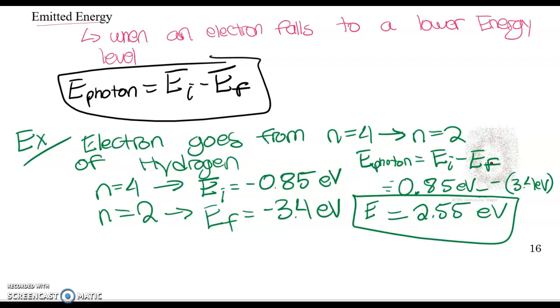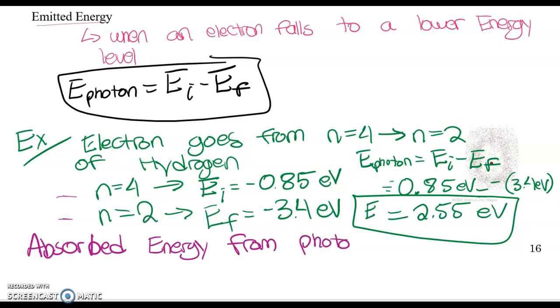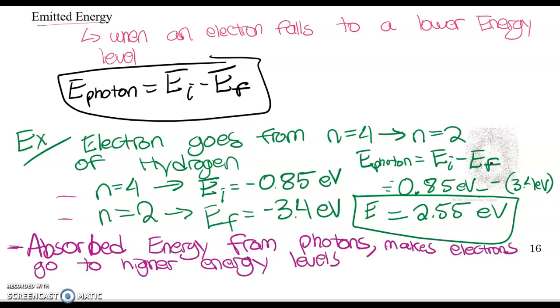And that's what happens if an electron falls from a higher energy to a lower energy. So n equals 4 to n equals 2. But how does it go the opposite direction? It goes the opposite direction because it absorbs energy. So absorbed energy from photons makes the electrons go to higher energy levels.